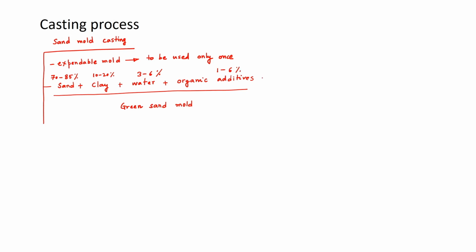So, what are the various organic additives which are used? These are wood flour, dextrine and sea coal. So, this wood flour, dextrine and sea coal are used to improve the properties of the mold cavity and to give sufficient strength to them.